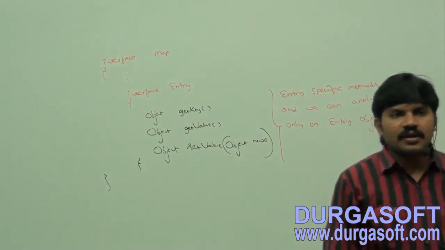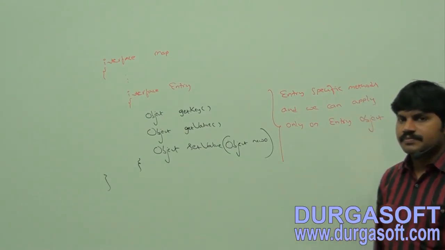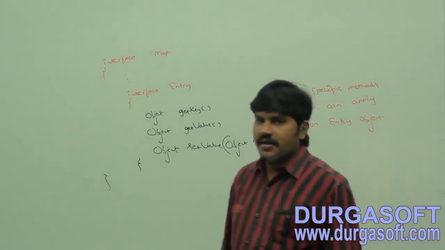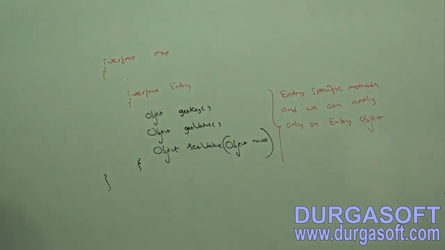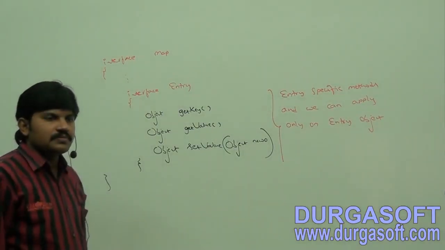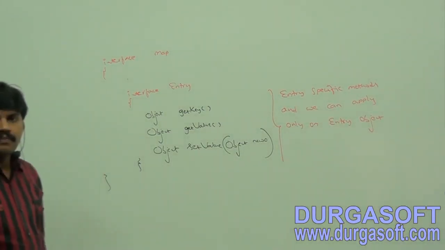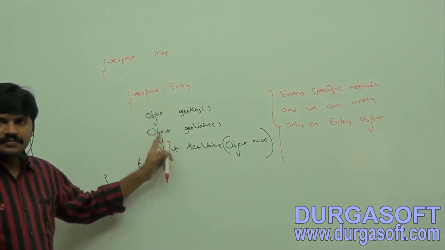Only on entry object. Like, can I complete it, right? Interface map, interface entry, object get key, get value, set value. Entry specific methods, and we can apply only on entry object. I hope completed, right?